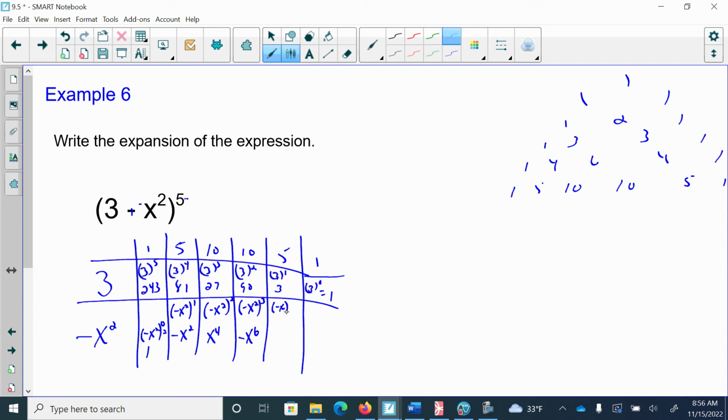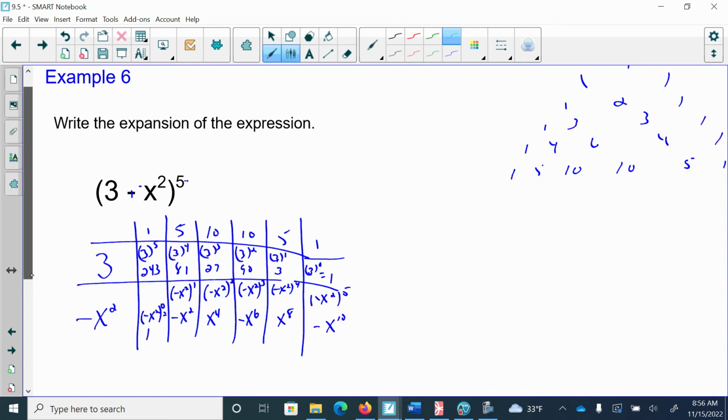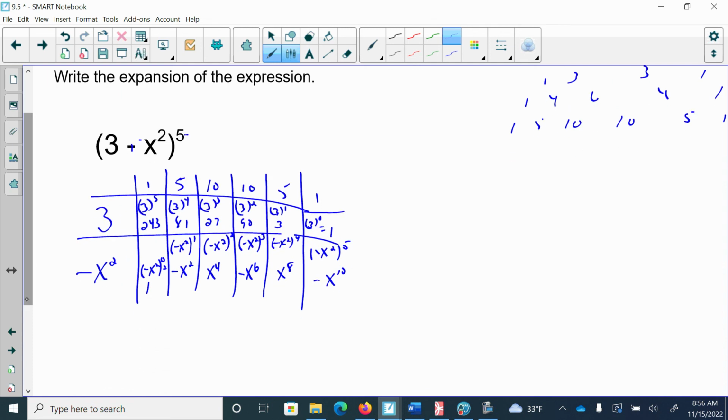Negative x squared to the, whoopsie, I wrote that wrong. Negative x squared to the 4th, so it's going to be positive, and so it's going to be positive x to the 8th. And then finally, negative x squared to the 5th, which will be a negative x to the 10th. Now when I do this, I'm going to multiply my coefficients.